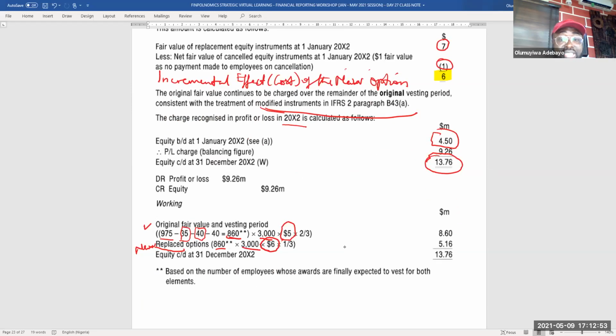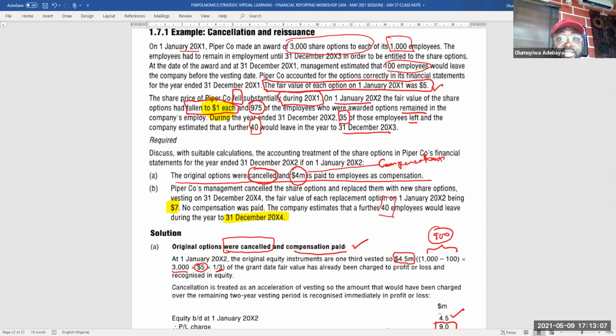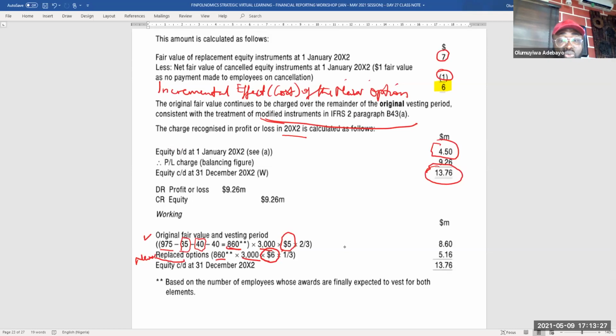But remember that there are now 3 years to go from this modification because it has been extended by 1 year. Okay, how do you know it's extended by 1 year? You see it from this information. Originally, this scheme is supposed to end in 20x3. But by way of cancellation and replacement, there's a new option that will vest in 20x6, which means 3 years start to count from end of year 2. And as at end of year 2, we now have 1 year passed out of the 3 years. And that is how we obtain this amount.